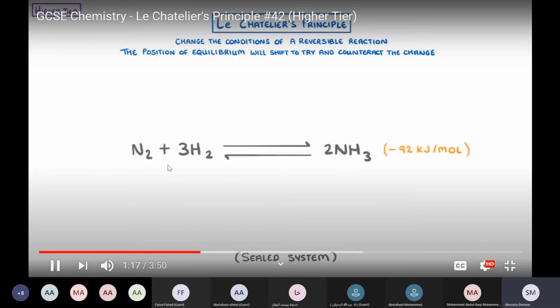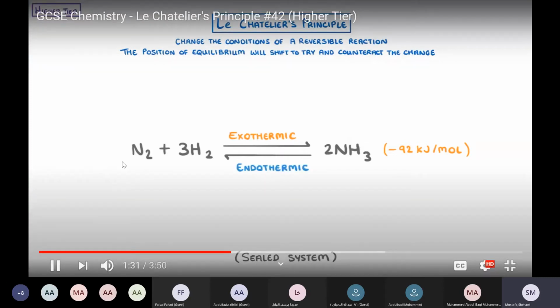And because it's negative, we can tell that the forward reaction is exothermic, which means it releases energy to the surroundings. And the backward reaction, the opposite one, is endothermic. So both of them happen at the same time. Forward is exothermic, backward is endothermic. It has to be the opposite of the forward reaction. It must be endothermic.